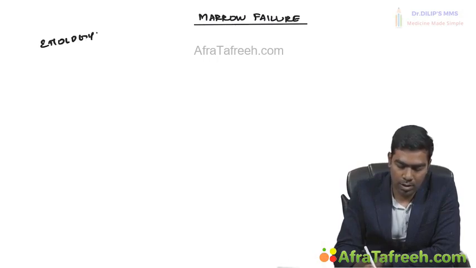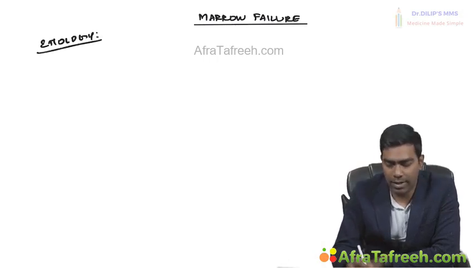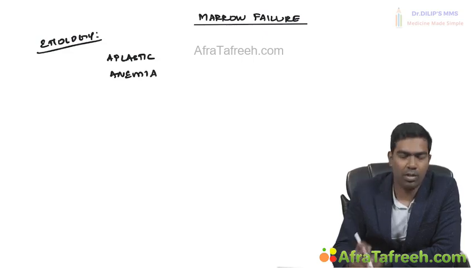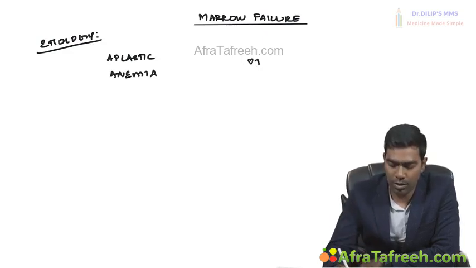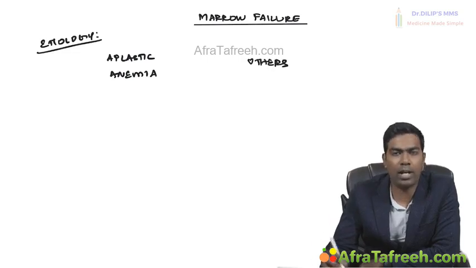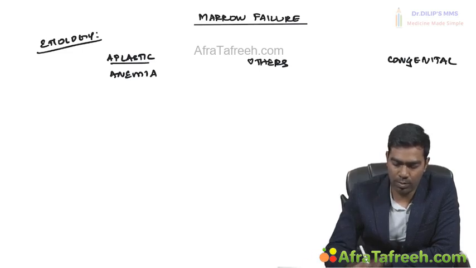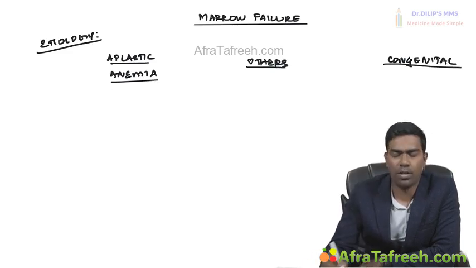Etiology wise, if you ask me, I can split it into three. One is the aplastic anemia group. Second, I can put something called others, and third, I can put something called the congenital bone marrow failure syndrome group. So these are the three things that are very important.